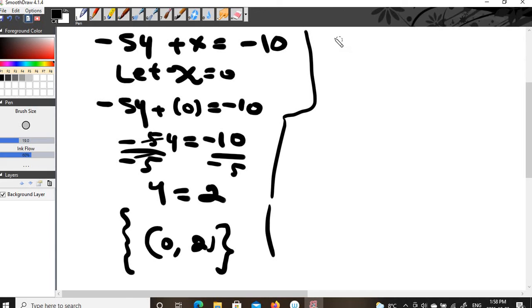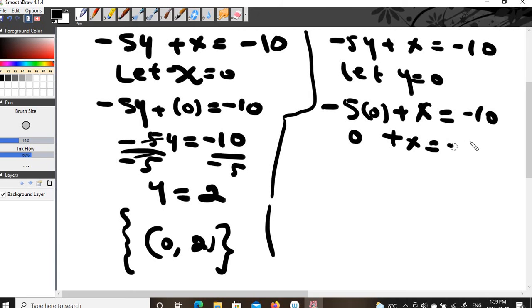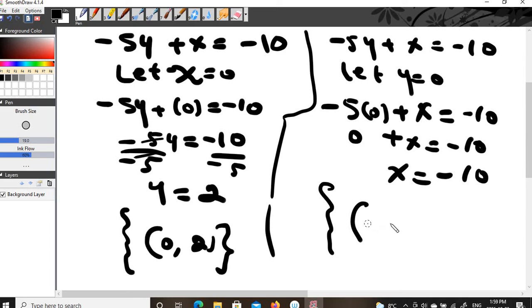Okay, with the same equation, negative 5y plus x equals negative 10, in this case we let y equal 0. So negative 5 times 0 plus x equals negative 10. Negative 5 times 0 is 0, so 0 plus x equals negative 10. Therefore, x is negative 10. Now our intercept: when x is negative 10, y must be 0.